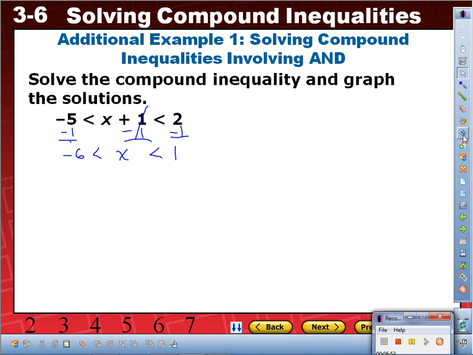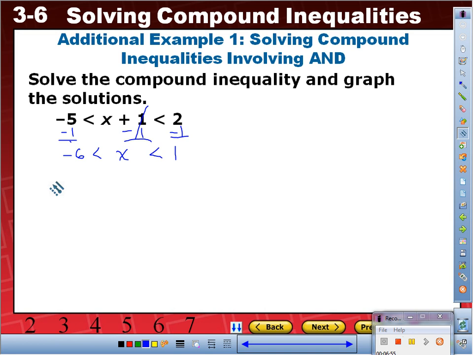Okay, let's continue. So we already solved it. Let's graph this. So underneath that, let's graph this.